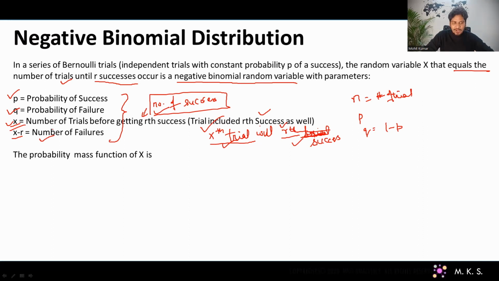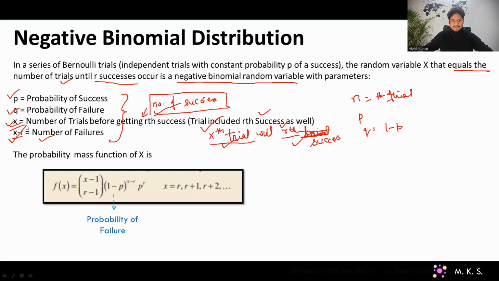So X involves the number of trials in which we got R successes. And we know the Rth success came in the Xth trial, right? So now X minus R is the number of failures we got in that experiment. I hope this is clear. Now, for this particular negative binomial random variable, what is the probability mass function, guys? So this is the probability mass function.